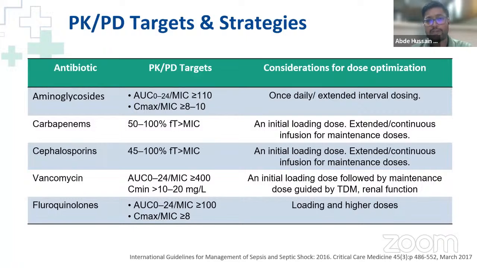And again, the PKPD targets and strategies: for the aminoglycosides, AUC and Cmax; carbapenems, time more than MIC; cephalosporins, again time more than MIC; vancomycin, AUC in 24 hours; fluoroquinolones, again AUC. So accordingly, the dosing should be considered to meet the targets and ensure that appropriate microbial killing is achieved.